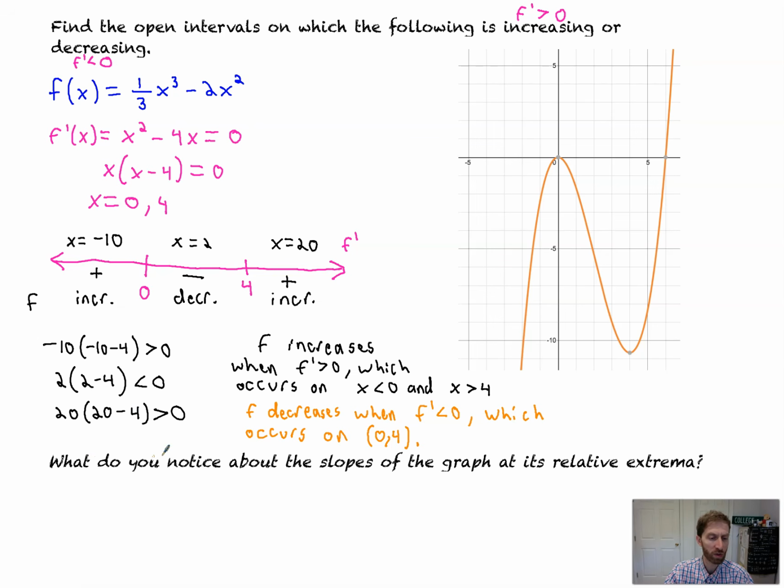The last little question is, what do you notice about the slopes of the graph at its relative extrema? Well, the relative extrema on this graph are at 0 and 4. And look at the slopes. The slopes go from positive to negative, and negative to positive, at the relative maximum and relative minimum respectively.